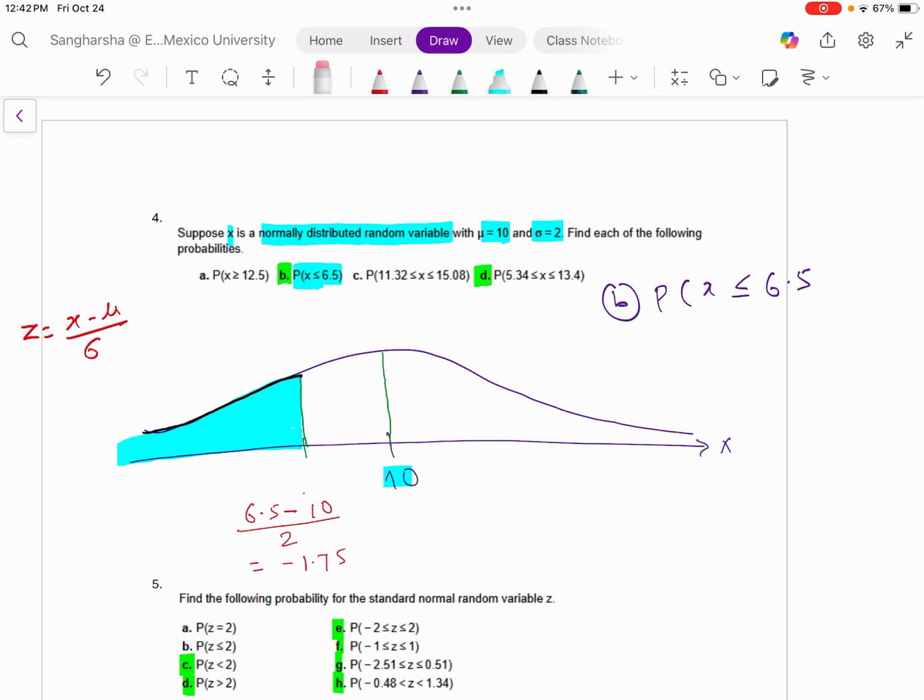And let me just write down that here. So this is 6.5, this is 10, and our z for 6.5 is negative 1.75, and z for the mean is 10. Okay, now we are interested in finding the area of this blue region. We know z for this point, which is negative 1.75. Let me take positive 1.75. So this is positive 1.75.